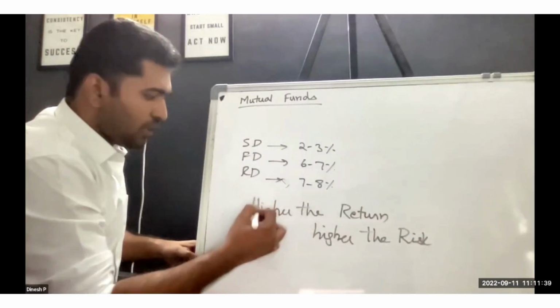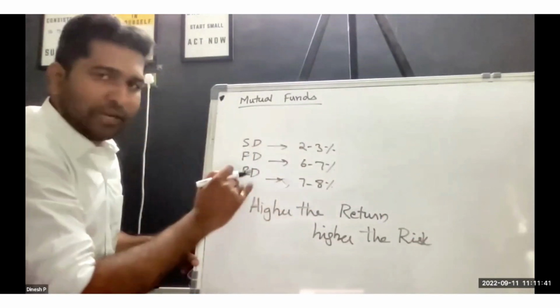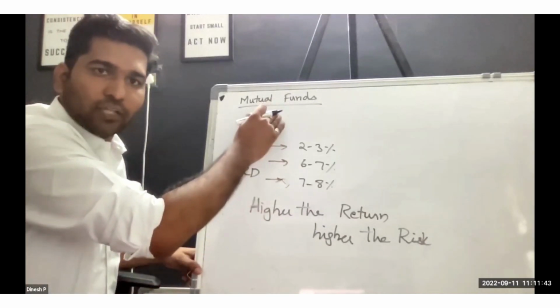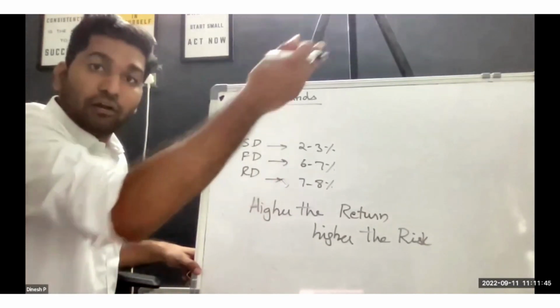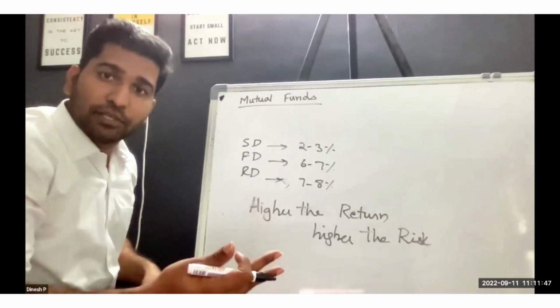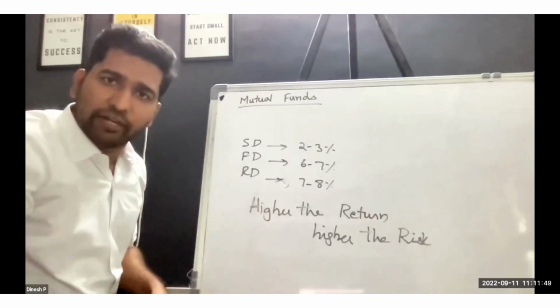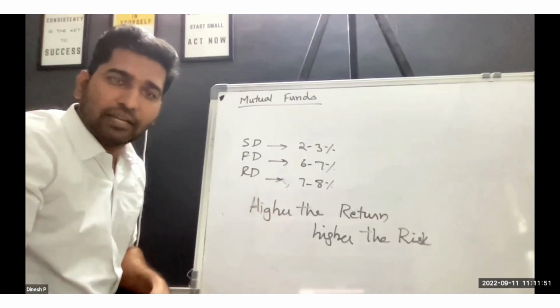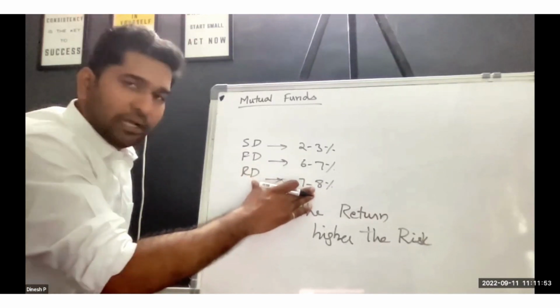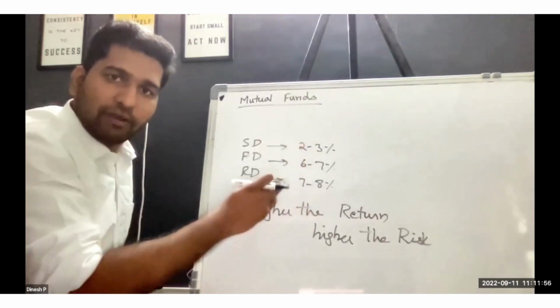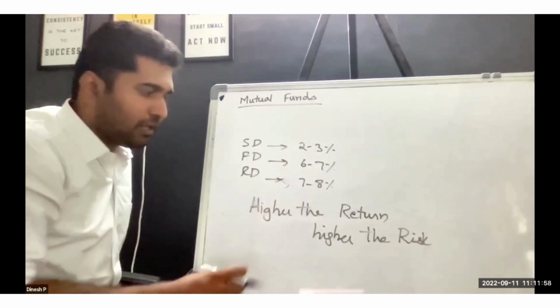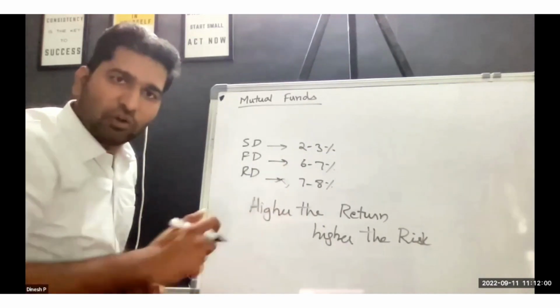So when you move from this category to the next category, mutual funds, or above that individual stocks, and then derivatives, options, futures, we are moving from a no-risk level to a high-risk level, and we are going to have an increase in the return also.